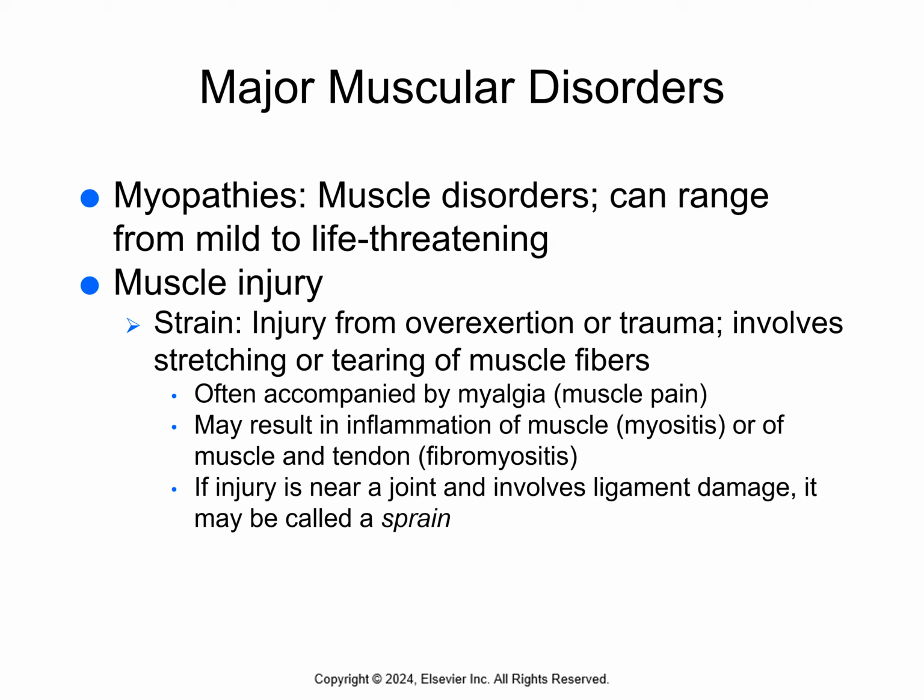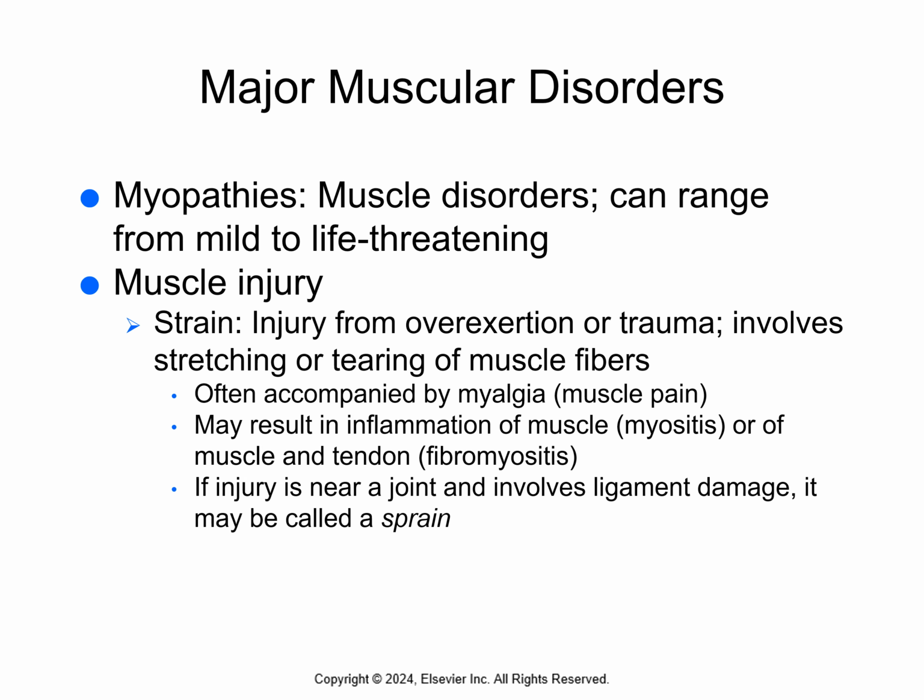Now let's look at what major disorders, what they call myopathies. Myo is the root word for muscle, path meaning disease. Those are muscle disorders that can range from mild to life-threatening. So whenever you hear anything with a myopathy, just know that's some kind of disease dealing with the muscles. I'm not going to go deep into them because you'll have more of this as you go. But let's just take a look.